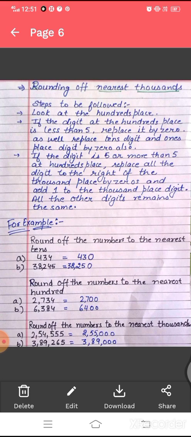So all the other digits remain the same, only we will replace the digits that are written to the right hand side of the thousand place. This is the concept of rounding off.